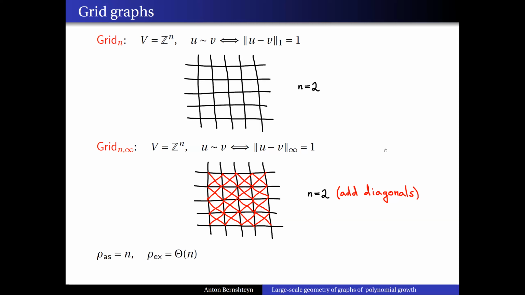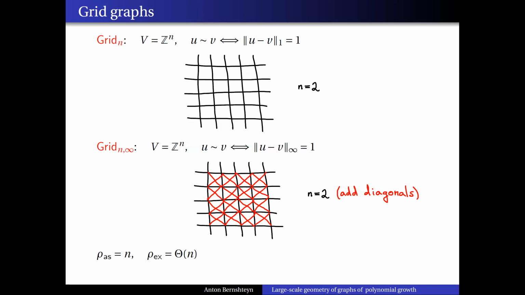Okay, what can we say about growth rates for these? As you would expect, the asymptotic growth rate, regardless of whether you put diagonals in or not, is equal to exactly n. So it captures the dimension of the grid. And the exact growth rate is, first of all, different for these two graphs. The exact growth rate for grids with diagonals is strictly higher than for actual grids. But as a function of n, it's something linear in n. You get some constant factor in front of that.